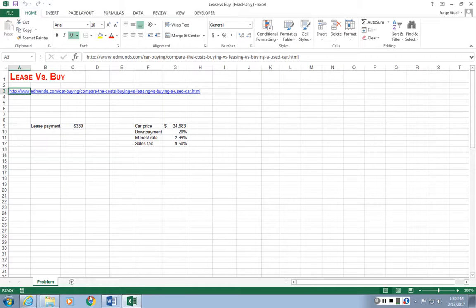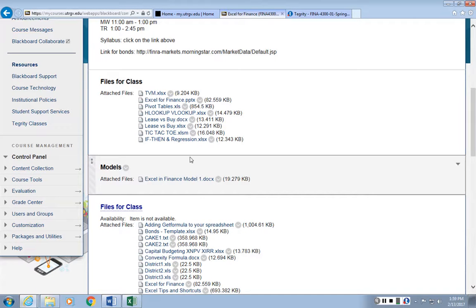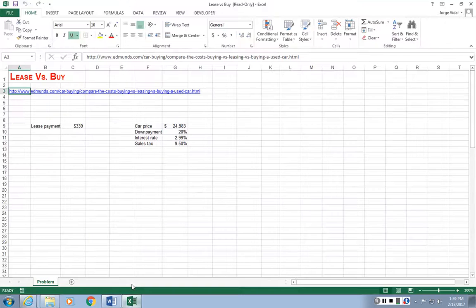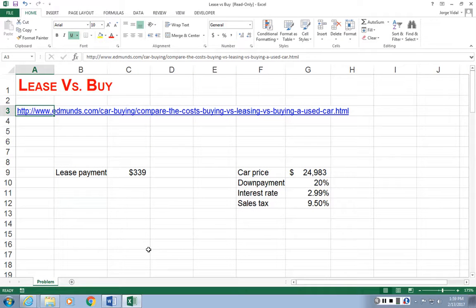All right. In Blackboard, I have a file, and it's called, I have two of them. You can see this one, list versus by. There's a Word file, and list versus by an Excel file. Open the Excel file. There are different problems, but we'll do this one first. List versus by, the Excel file, and it looks like this one. And we're going to click on that link so we can get some info from there.